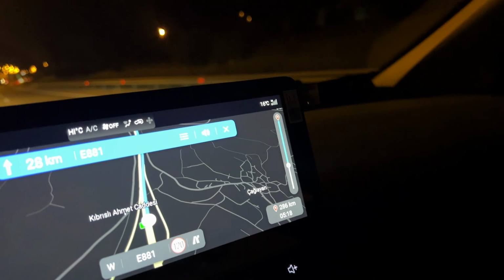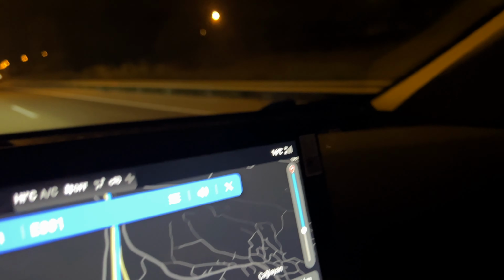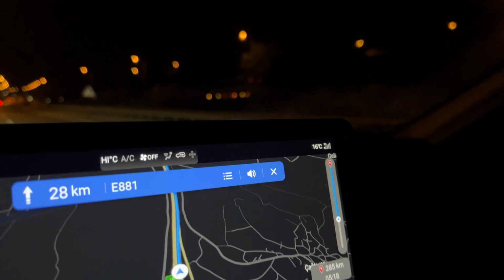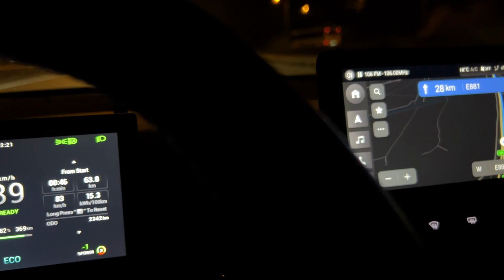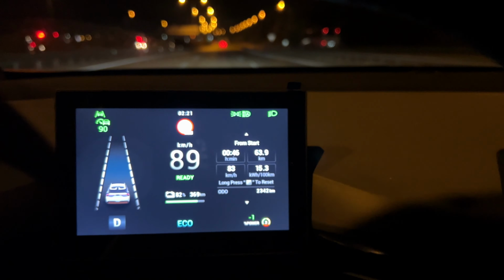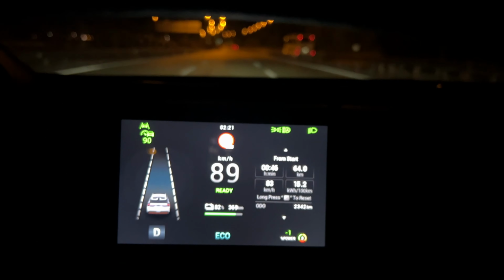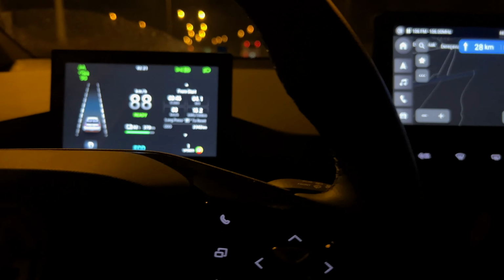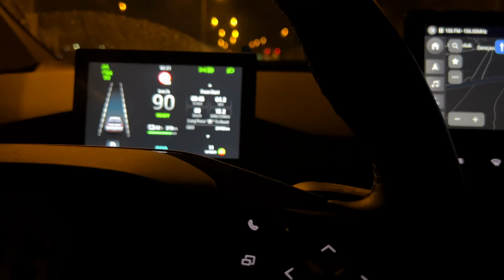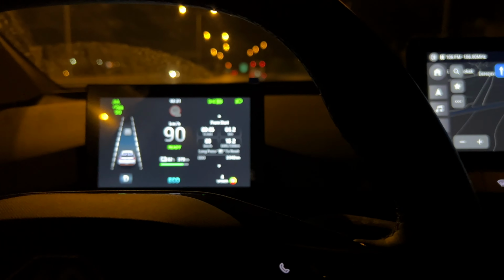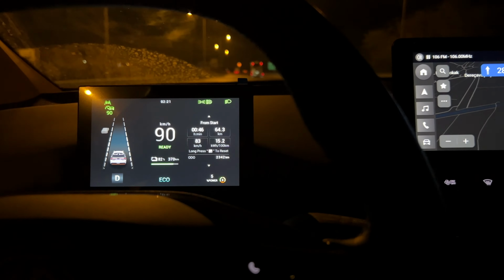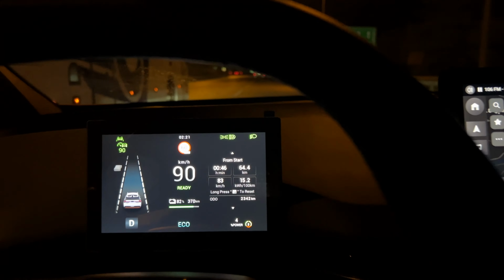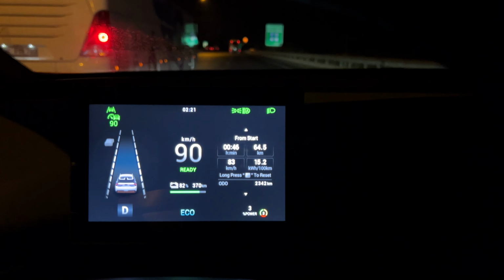Temperature really affects the range and the consumption. Look at this: 16 degrees Celsius. And I am cruising at 89 kilometers per hour speed, and the consumption is 15 kilowatt hours per 100 kilometers. It's actually quite high for this speed.